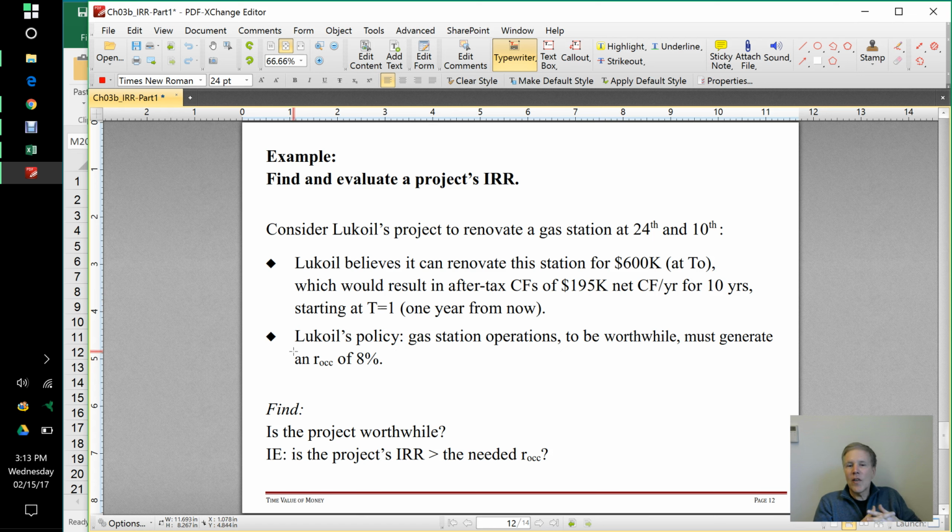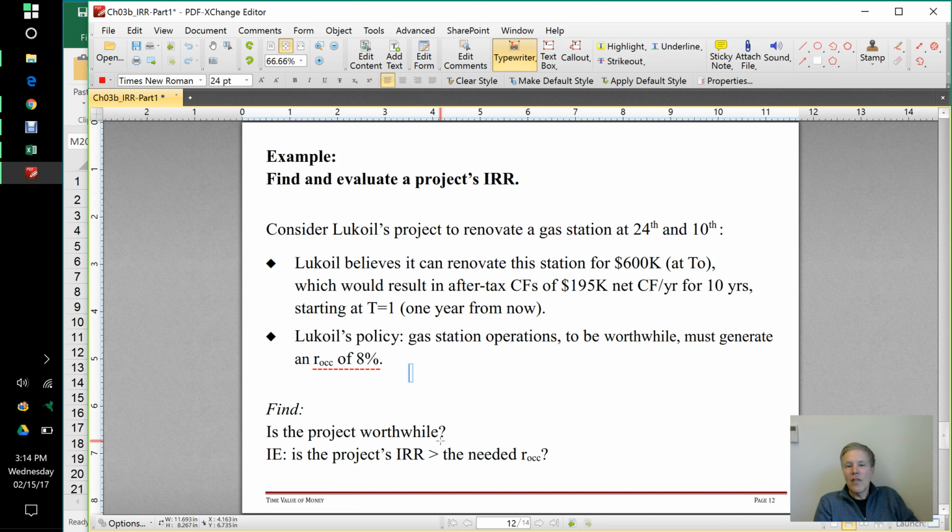There are 40 years of experience in this country. Using that, they have come up with their policy for gas station renovations and operations, which is that they need to generate at least 8% to make it worth their while. So what does that mean? That means their opportunity cost of capital for gas stations of this type in America is 8%.